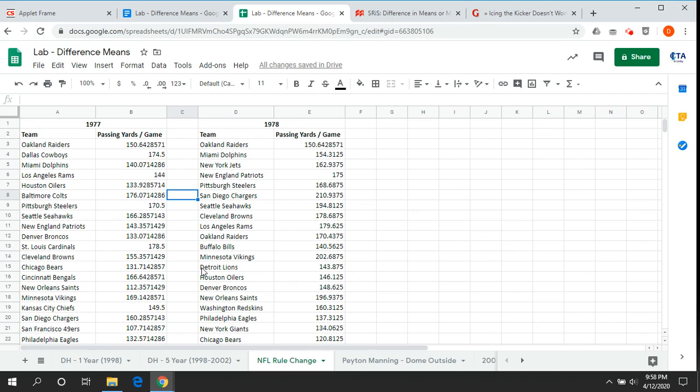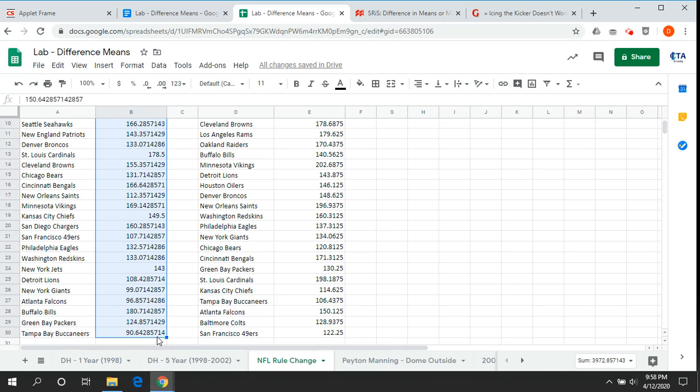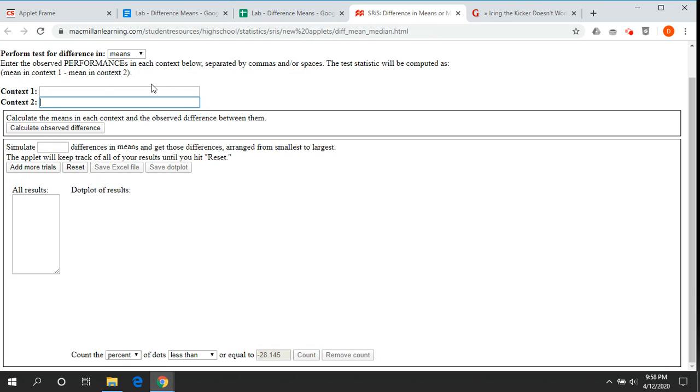So again, using the language, our null hypothesis would be that there's no difference in passing yards per game from 1977 to 1978. Our alternative hypothesis would be that passing yards increased from 1977 to 1978. All right. So there's some extra vocabulary, but the process is exactly the same. So I would take these right here. I would copy and paste them into context one.